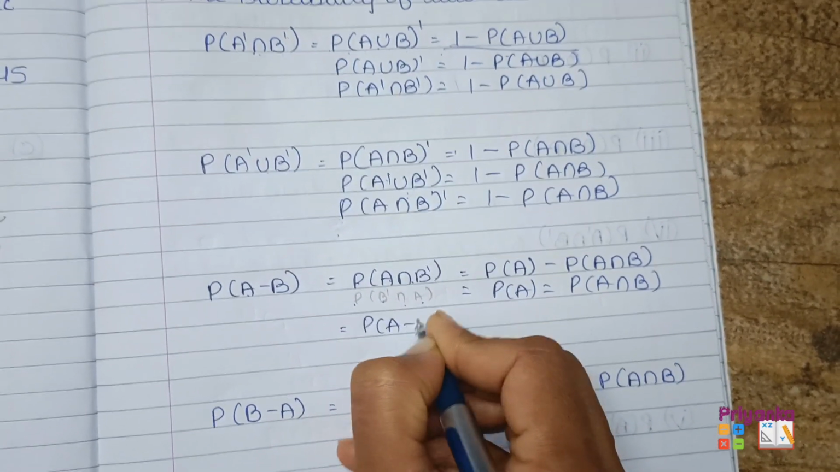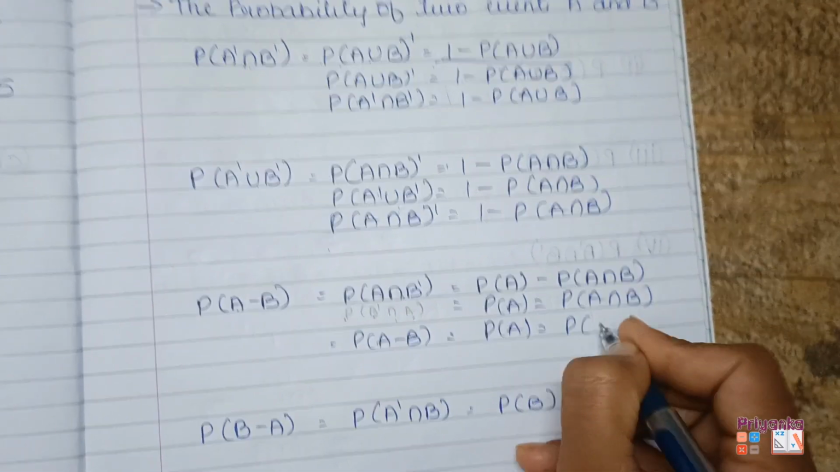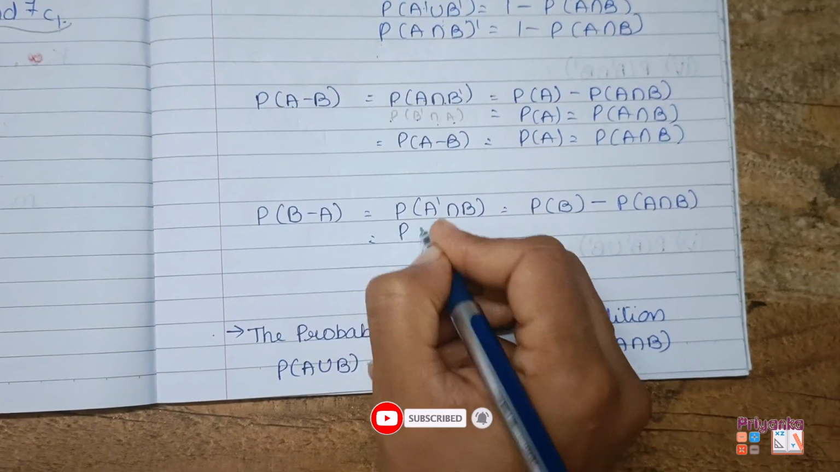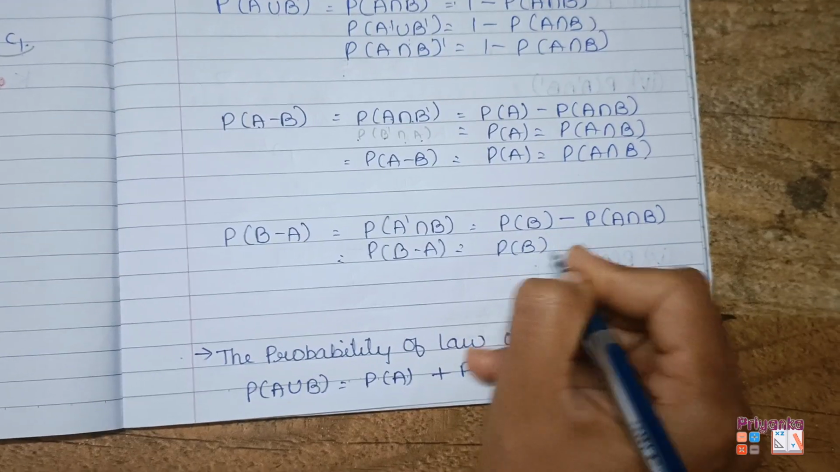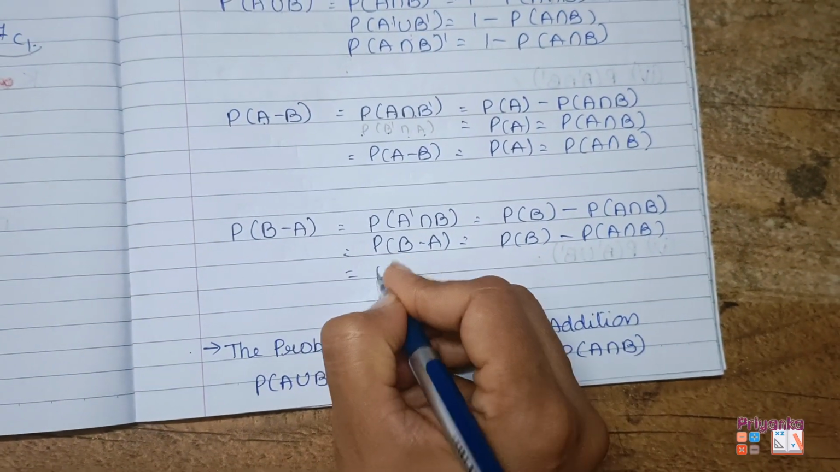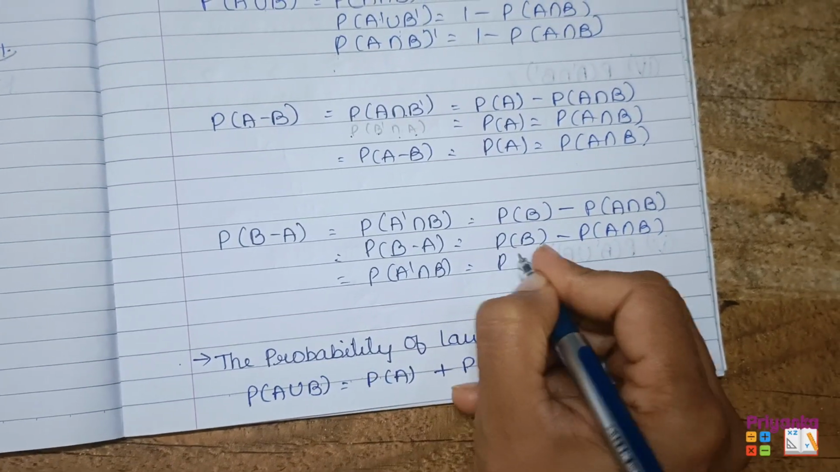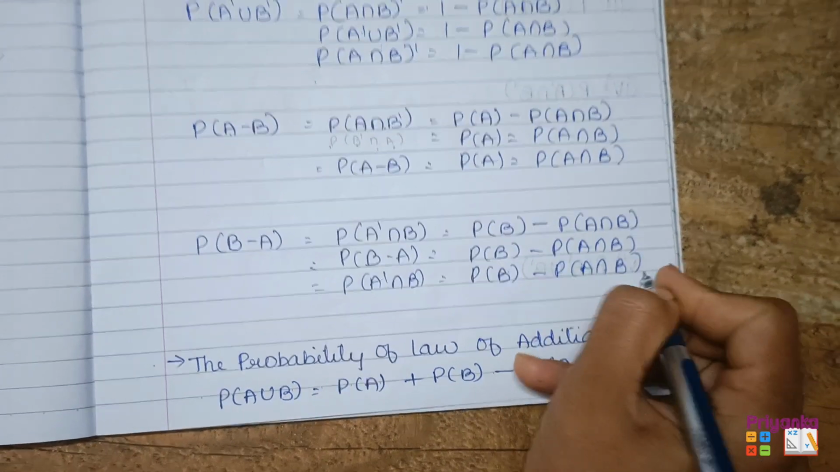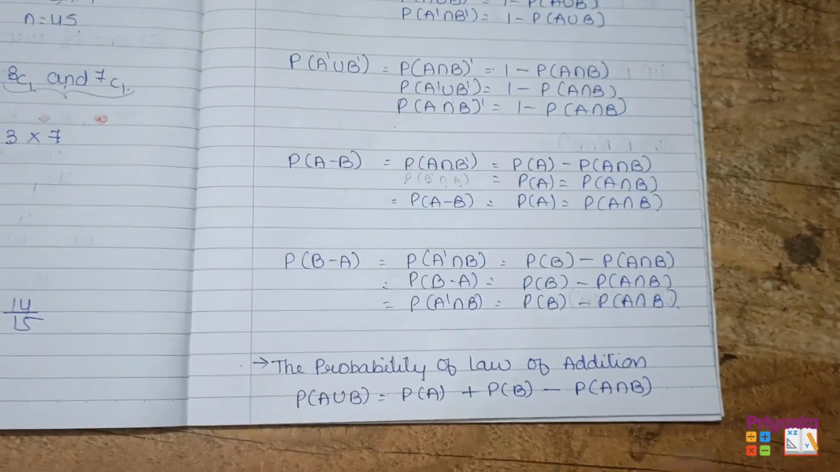Another one is A difference B. Again the solution will be the same. Same here, if it would be P of B difference A, this will be the formula. Same for this. So first of all, write down these formulas before we go to the next question.